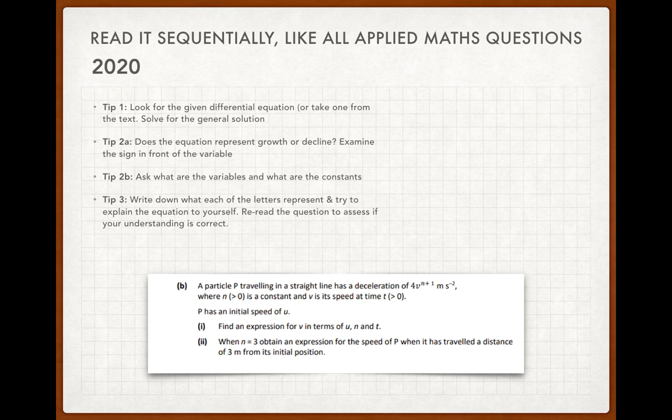Okay, and then part 2 says when n is equal to 3, obtain an expression for the speed v when it's travelled a distance of 3 meters. Well, we're given n, so that will go into the equation. So my equation will be acceleration is minus 4v to the power of 4. And we're looking for an expression with speed and displacement or distance. So the a will become v dv/dx, and you should be able to solve that.